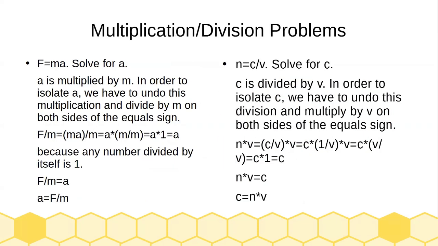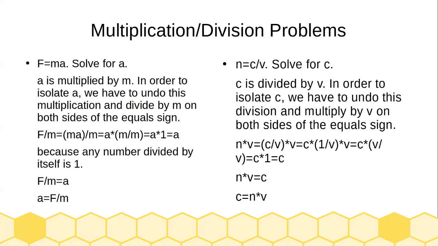So for multiplication/division, we have F equals ma, solve for a. Because a is multiplied by m, we have to divide by m. So F divided by m equals ma divided by m, which is a times m divided by m, because any number divided by itself is 1, which is just going to be equal to a. So F over m is equal to a, or a is equal to F over m. Not too difficult, right?